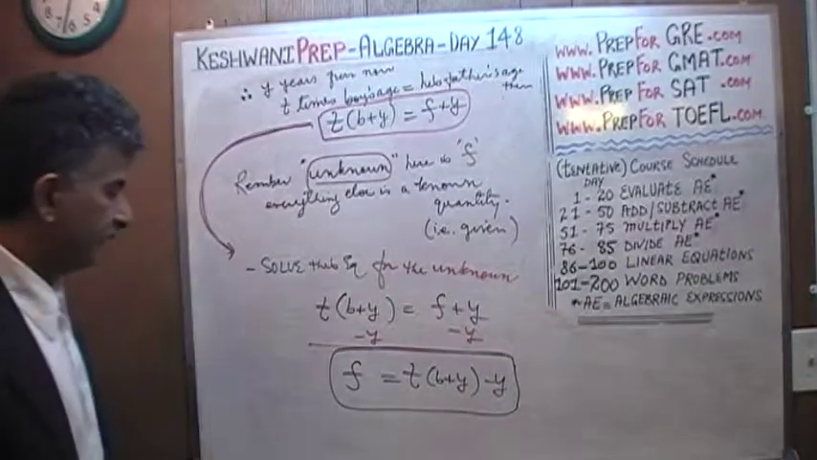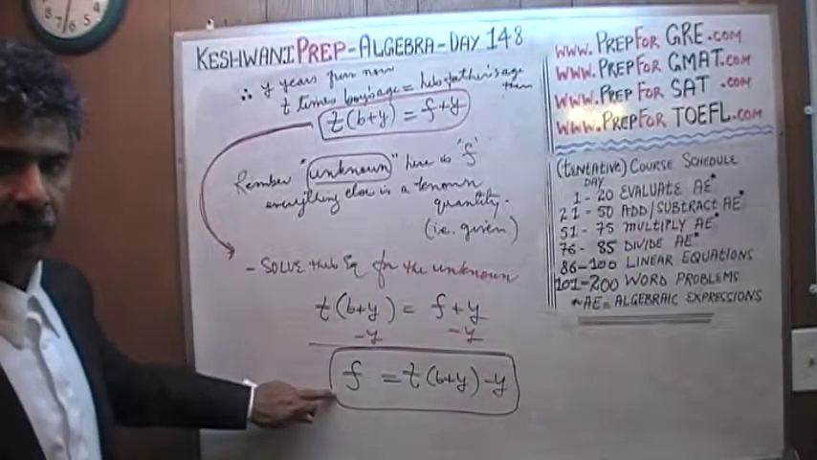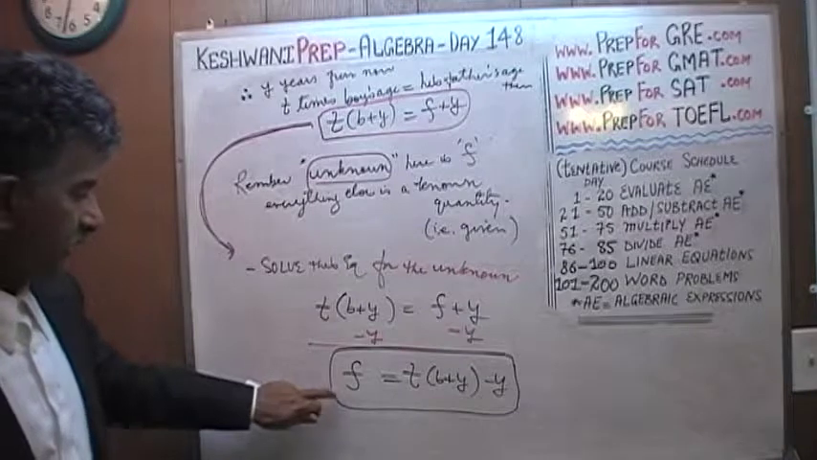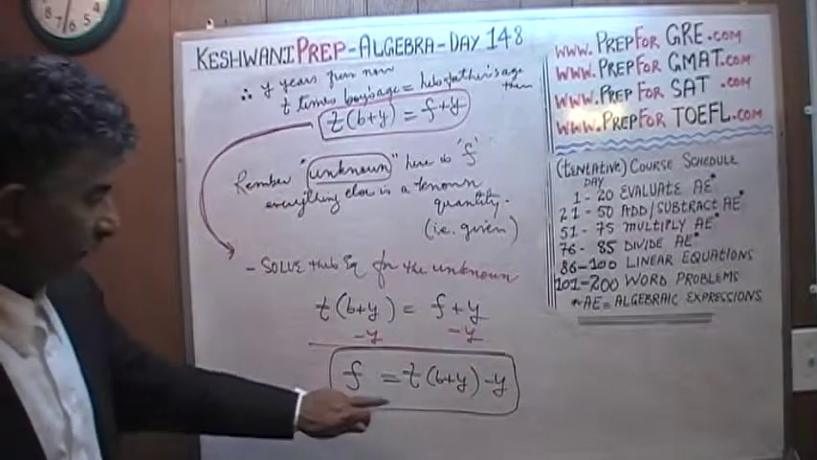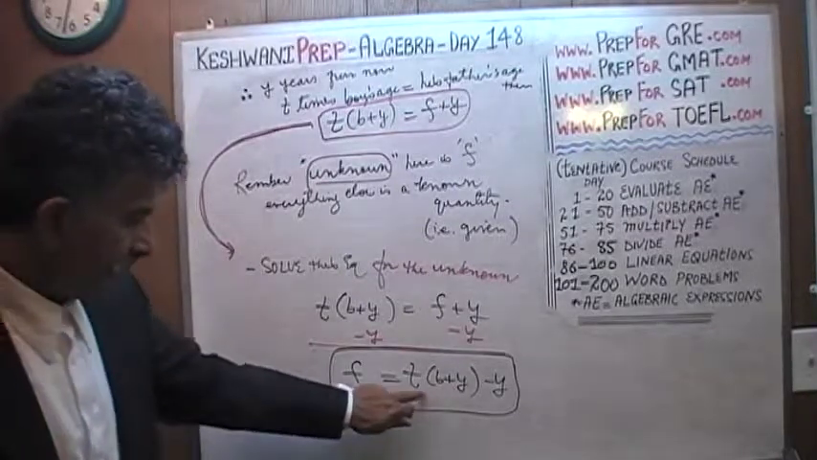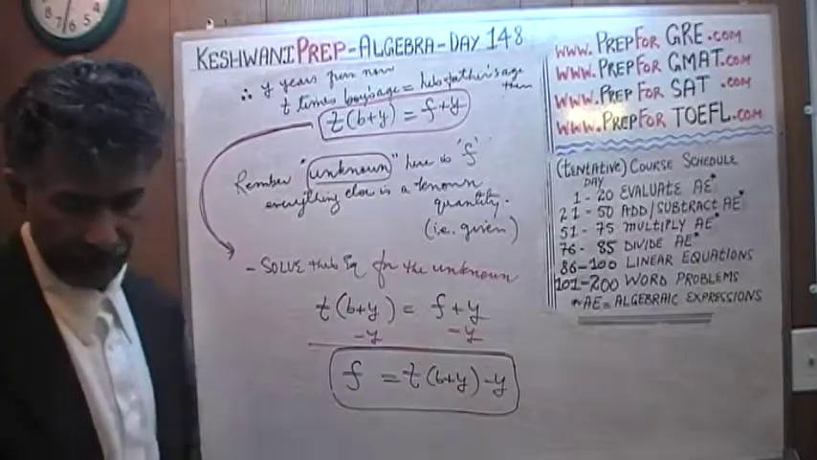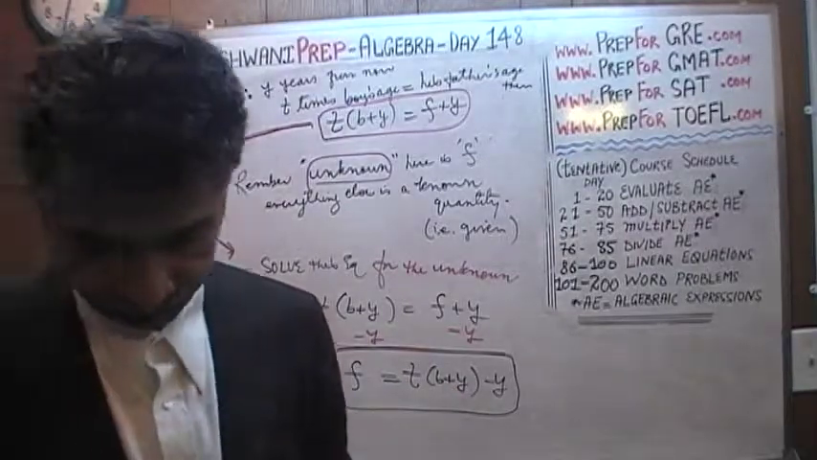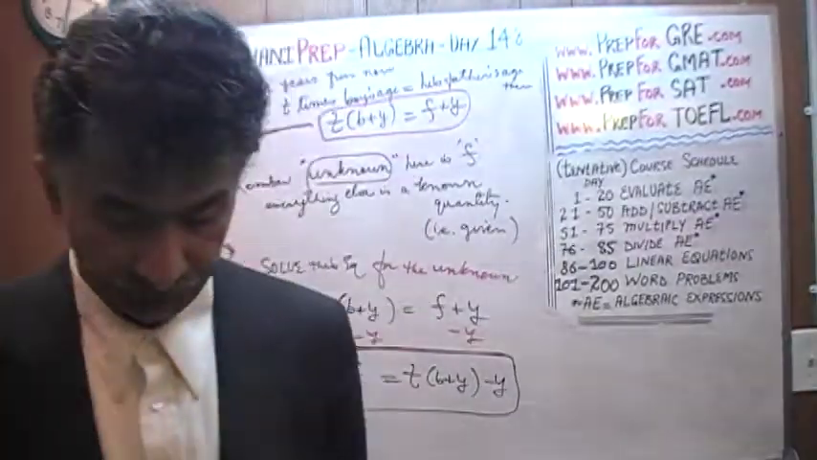How old is the father? Well, we use the letter F to represent the father's current age. Therefore, the father's current age is given by this quantity, T times (B plus Y) minus Y. That's all. That's it. We're done as far as the problem is concerned.